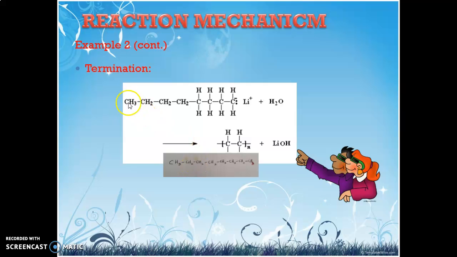So dekat sini salin je balik CH3, CH2. Ada berapa carbon? Nak bilang 1, 2, 3, 4, 5, 6, 7. Salin balik 1, 2, 3, 4, 5, 6, 7.